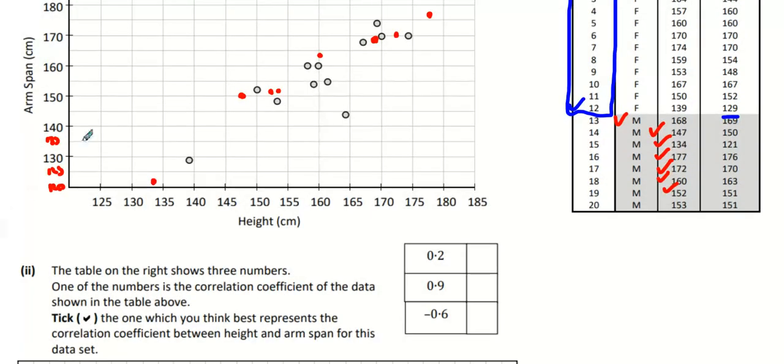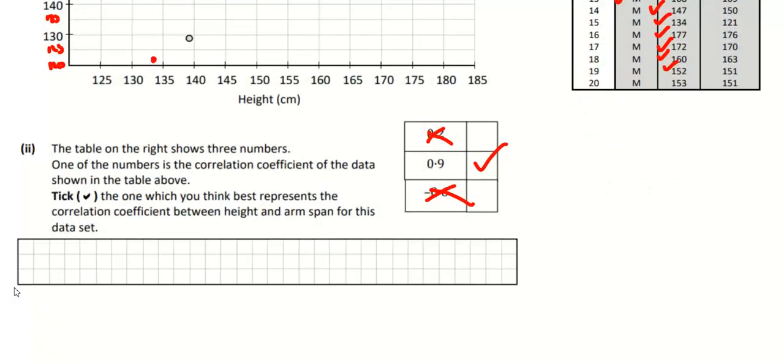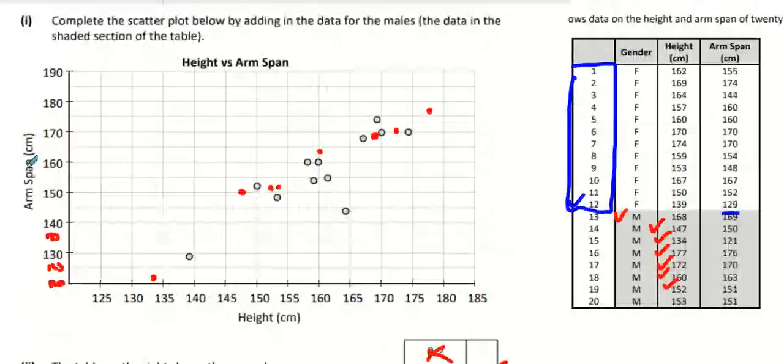So we can see that there is positive correlation here. If you draw a line going through the middle, there is a bit of positive correlation going on there, okay? So it's not negative correlation. 0.2 would be no correlation. So the answer here is 0.9. There is correlation going on in this question. Okay.